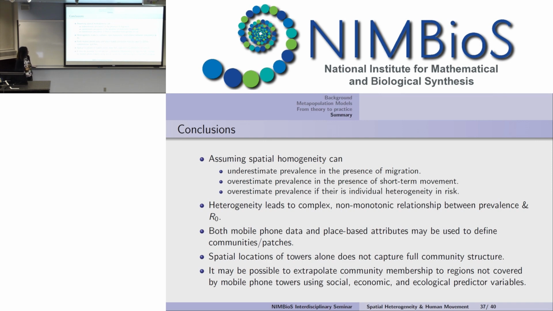On the side of the community structure analysis, we found that both the mobile phone data and these place-based attributes could be used to identify these communities. We saw that there was more information in that call volume data than what you get just by looking at the spatial location of the towers. And finally, because we could use those place-based attributes to predict community membership, at least to some extent, it means that this might give us some way of trying to extrapolate community structure in regions where we don't have these cell phone towers.